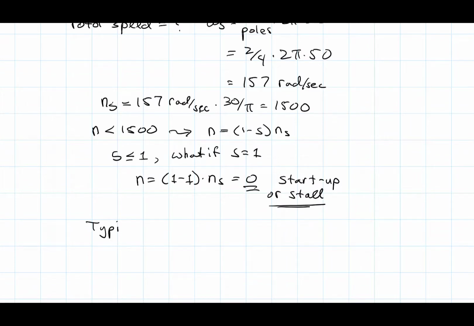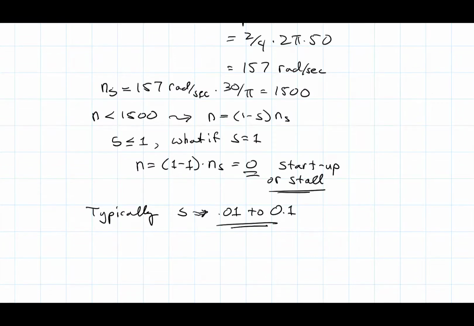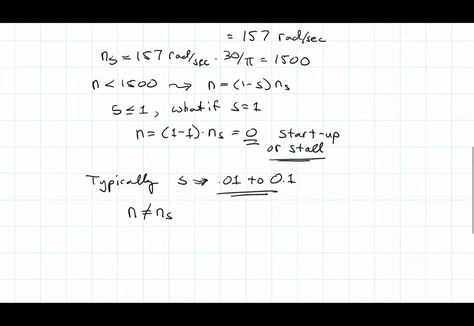Typically, the motor is going to operate with a slip in the range of, let's say, 0.01 to 0.1, 0.1 being a pretty extreme operational slip. So the rotor speed isn't going to be significantly lower than the synchronous speed, but this is always the case: the rotor speed will never be equal to the synchronous speed.